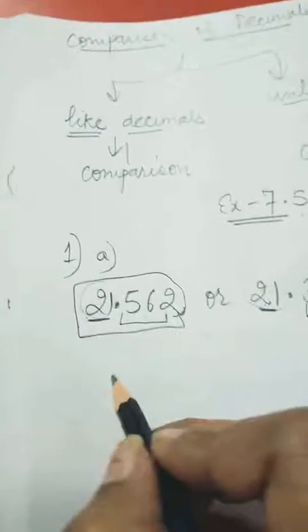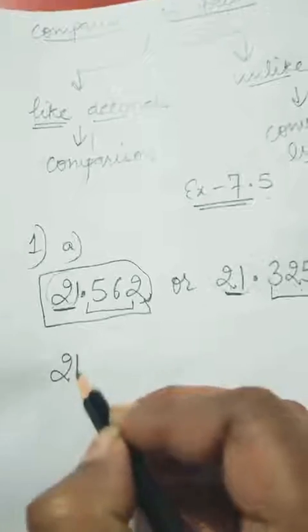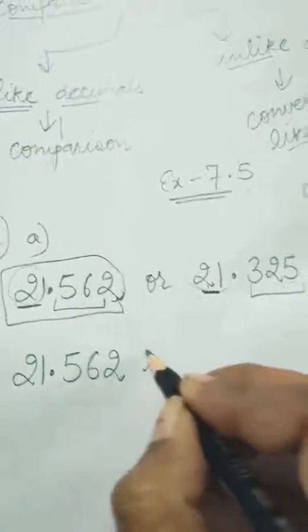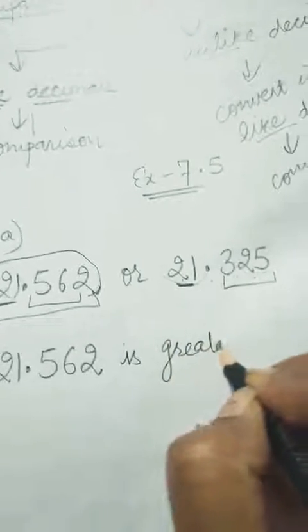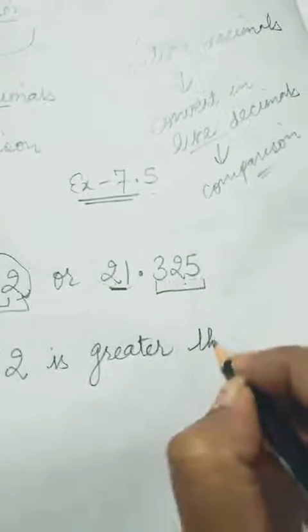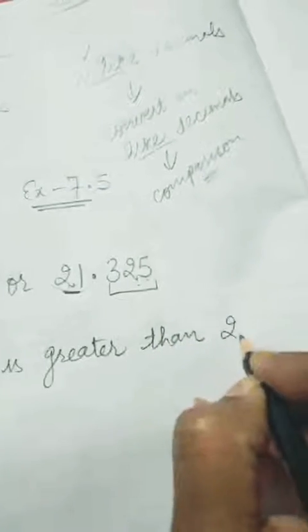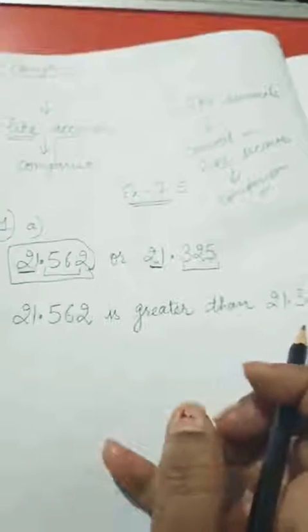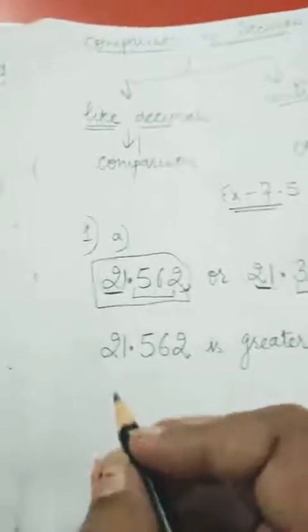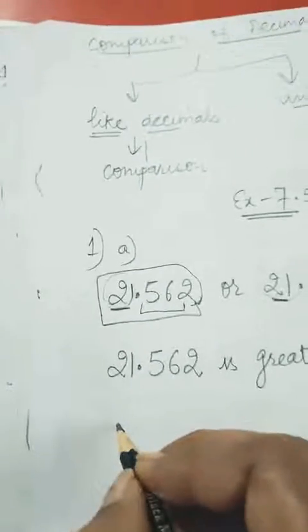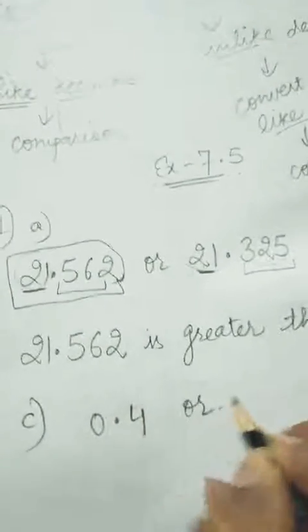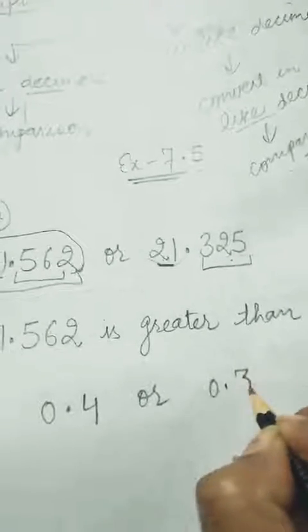So this full decimal number is greater than 21.325. So what we will write here? We will write 21.562 is greater than 21.325. Yes, like this we will write this statement. Yes, after that I will tell you C part, 0.4 or 0.34. Yes, now how to do comparison here?